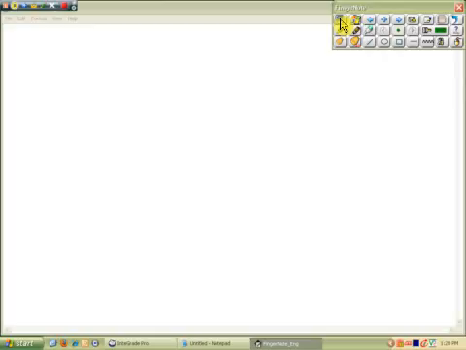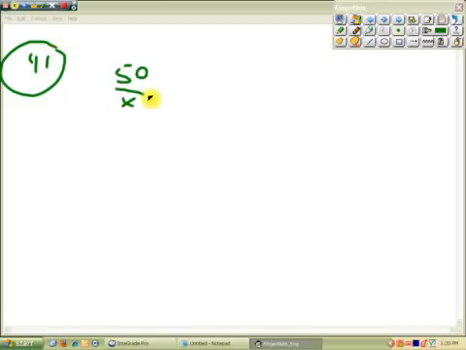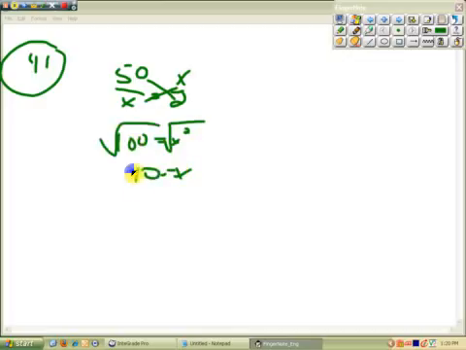So we got 41: find a geometric mean. Alright, again, easy points here. We have two numbers, we need the geometric mean. So we got 50 over x equals x over 2. That's 100, that's x squared. Take the square root. x equals 10, which is number 41. The answer is C.